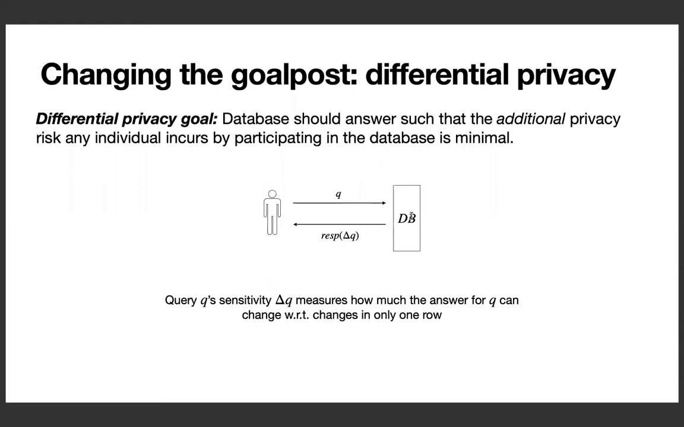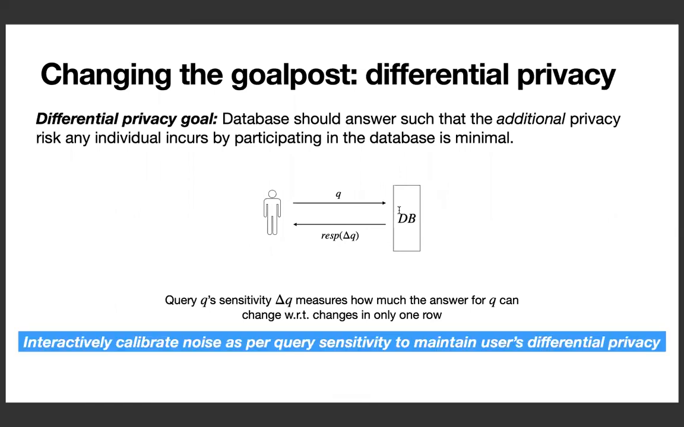So which means that after getting this answer, the analyst is not able to even figure out whether a particular individual is in the database or not, right? So even though he will be able to find the director's salary, he would be able to find that out even if the director was not in the database. So this is the technique of, interactively, you calibrate the noise as per the sensitivity to maintain users' differential privacy.